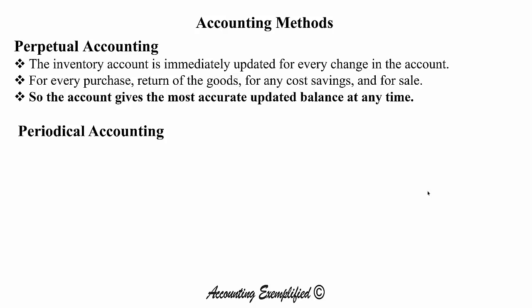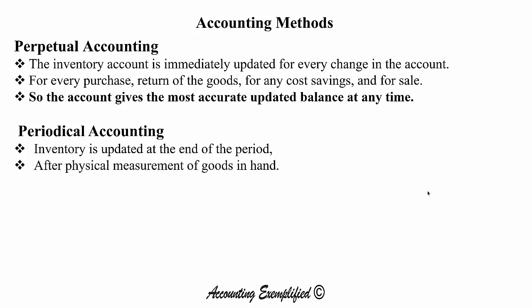Now, the second method is the periodical accounting method. Here, the inventory is updated only at the end of the period, and that updating takes place after the physical counting of the goods in hand. So the people go out and they count every item left in the inventory at the end of the period. And then the inventory account is updated for whatever goods are left in the inventory at the end of the period.